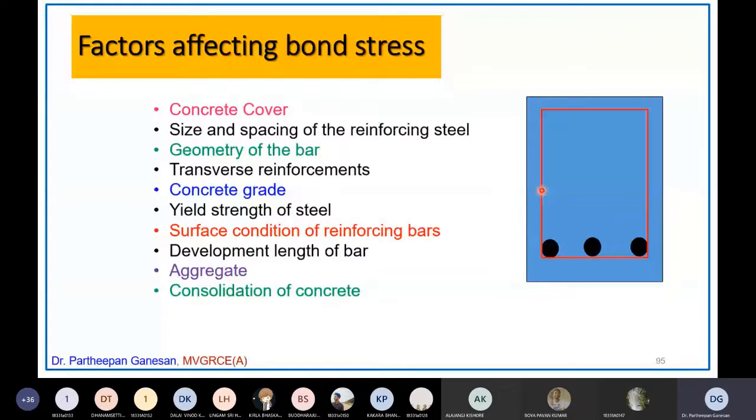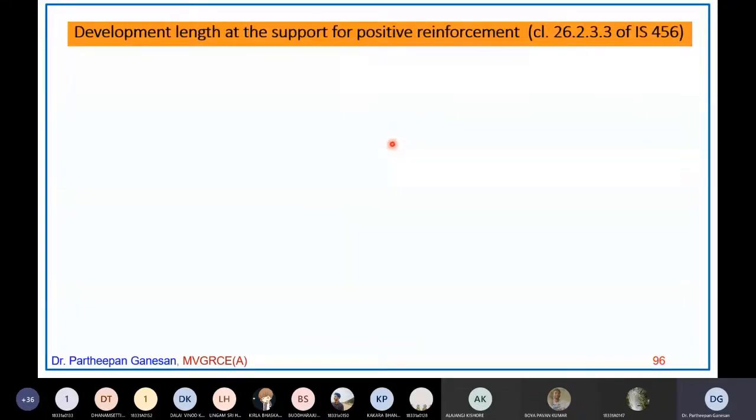Then concrete grade, of course. If you see Table 26.2.1.1, your bond stresses keep on increasing or decreasing according to the grade. Similarly, yield steel: mild steel means some value, deformed bar means some other value. So all these things are there. These are the factors affecting bond strength.